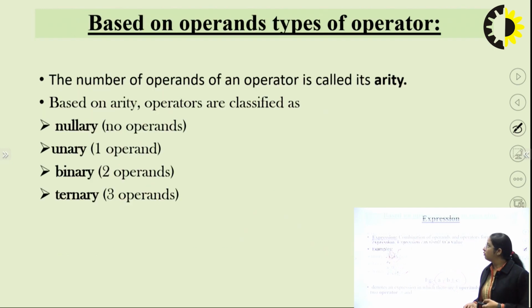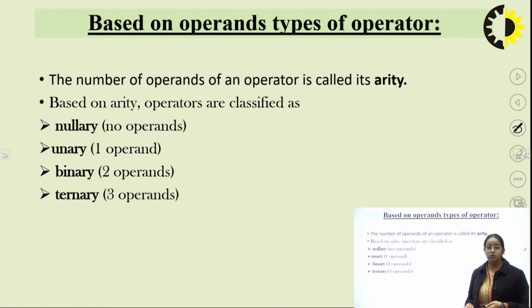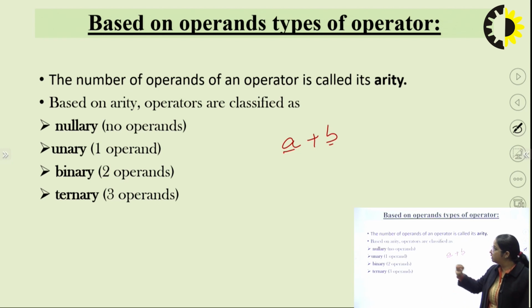Now, I think you are all clear about the operand. Operand is like A plus B. Based on these operands, we categorize our operators. The number of operands of an operator, that means how many operands I am using with an operator, is known as arity.